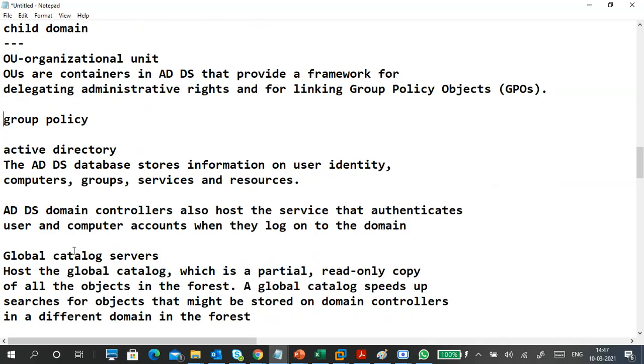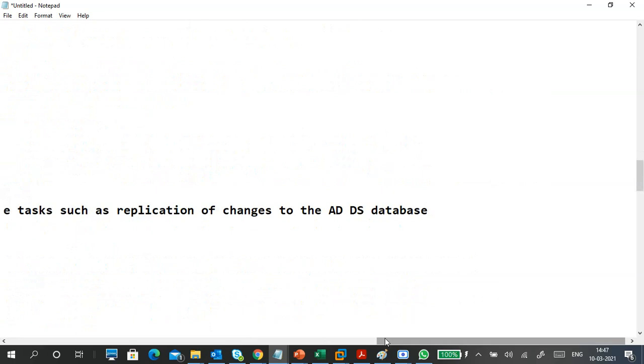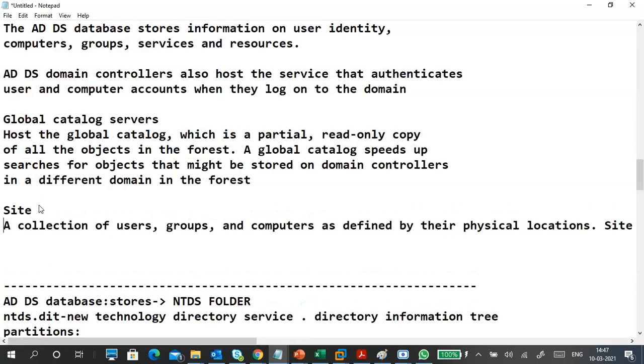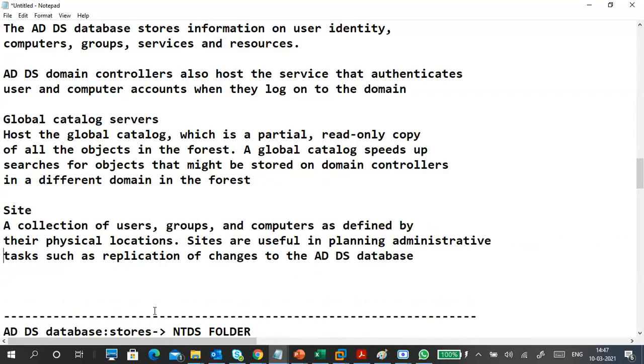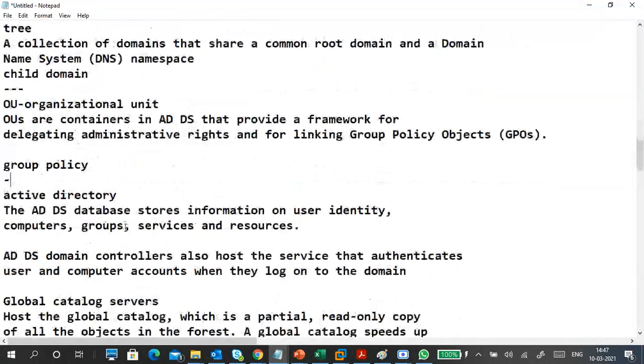So I'm preparing notes for you. Right. Yeah, group policy, these things you have to fill in. If I forget also, you should tell me. Okay.